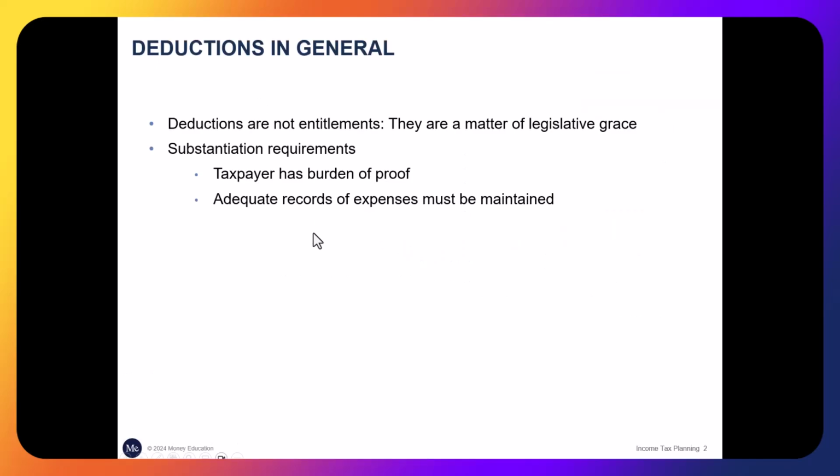So deductions are not entitlements. They're a matter of legislative grace. This just means that you must provide substantiation. Taxpayers have the burden of proof and they must keep adequate records. And this does not just mean you have a credit card that produces a report on where you spent the money. You would have to keep receipts and other documents for business deductions, right?